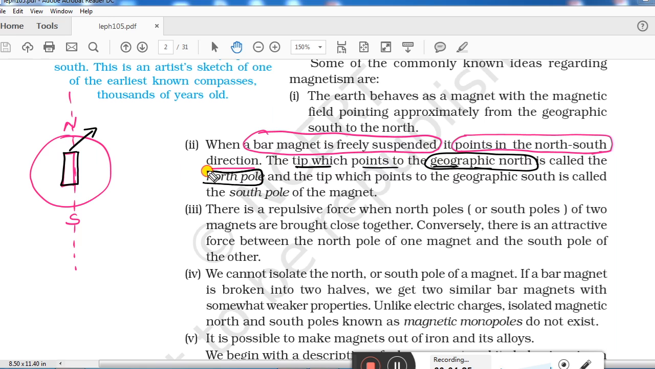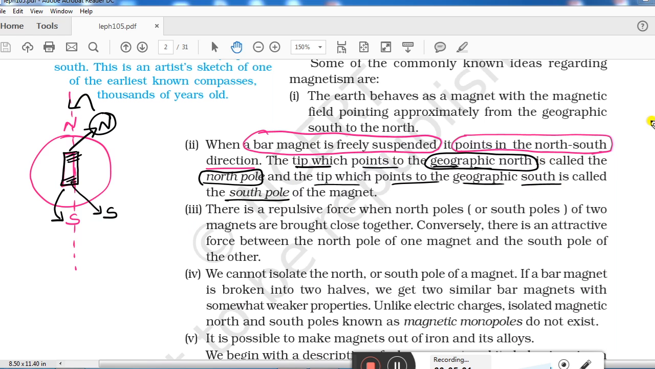This tip is called the north pole of the magnet. So this end of the bar magnet will be called the north pole, and the other pole will be called the south pole. That means the south pole will lie in front of geographic south, and magnetic north lies in front of geographic north. Like I told you, there will be two norths and two souths. And the tip which points to the geographic north is called the south pole, right?